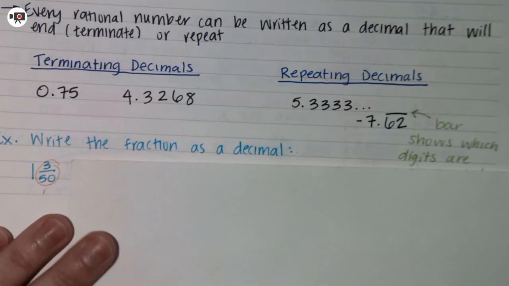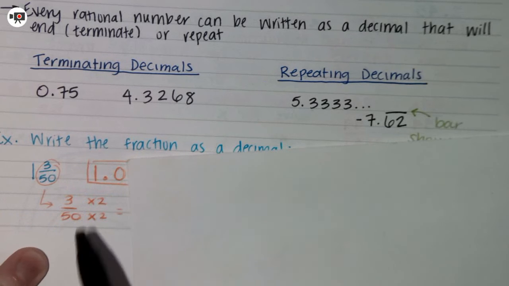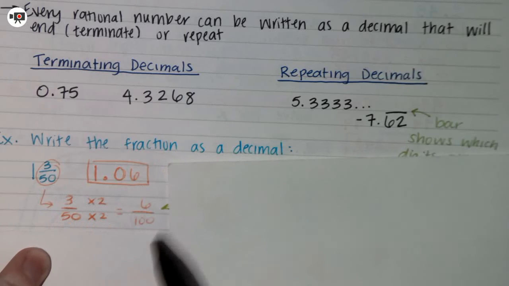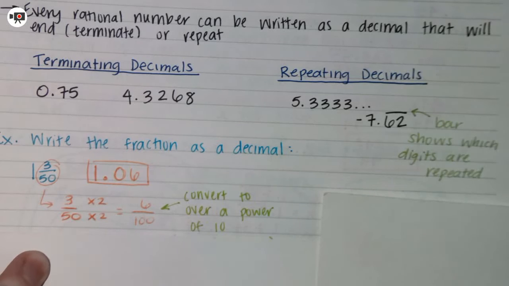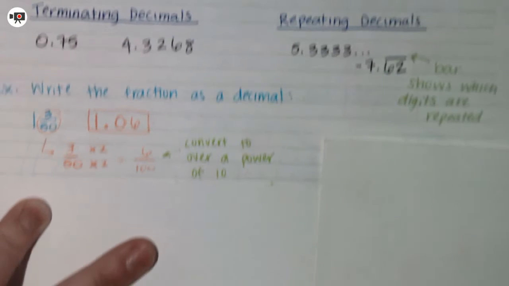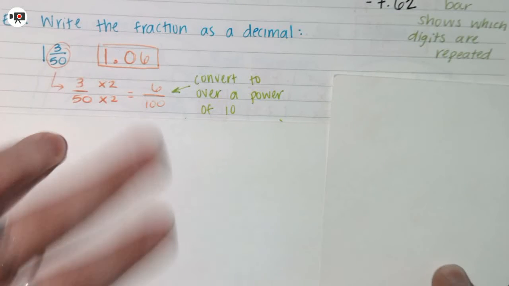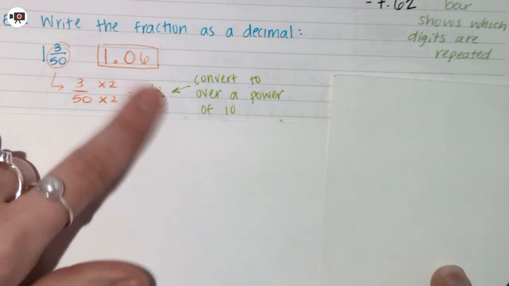For 1 and 3 over 50, I'm going to change my fraction here to have a denominator of 100. So that would be 6 over 100. So then the 6 goes in the hundredths place. So this is 1.06. So we want to make sure that we are getting the denominator as a power of 10. And then the last digit goes in that number's spot after the decimal.